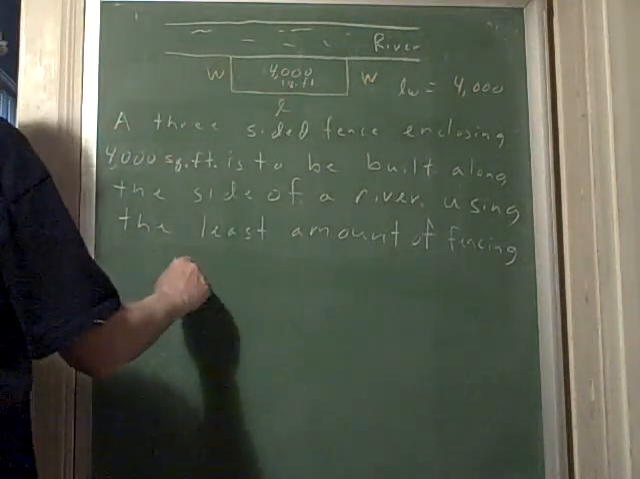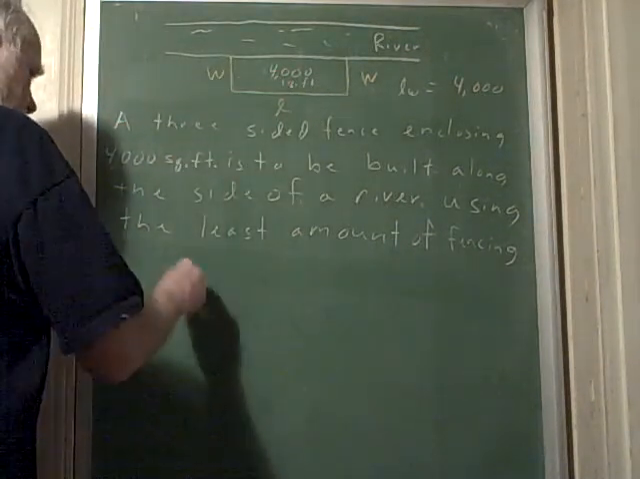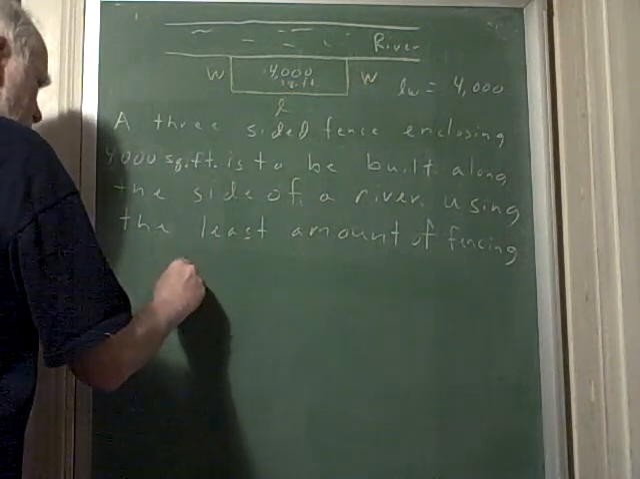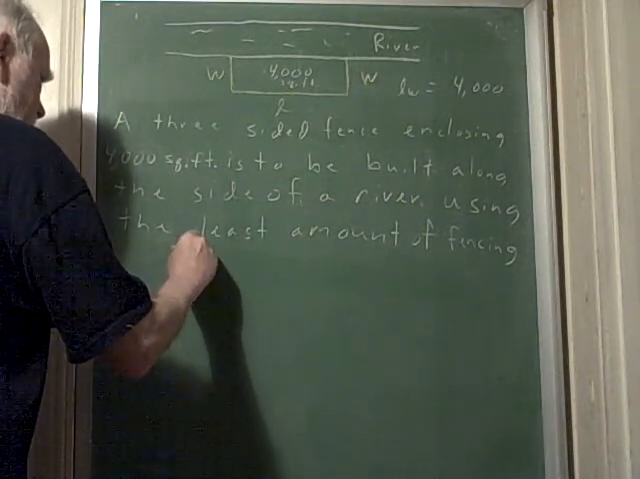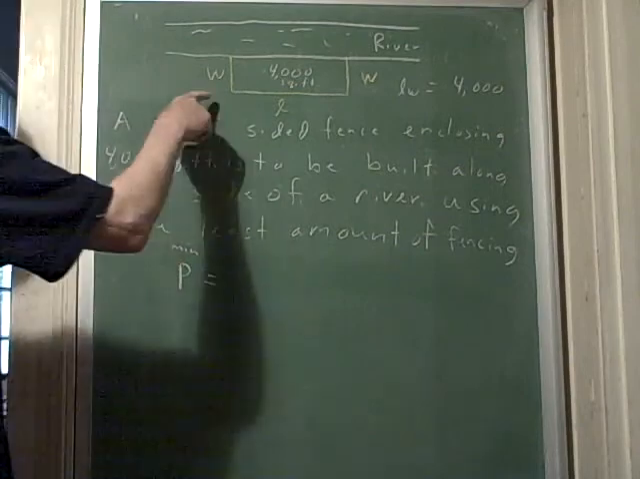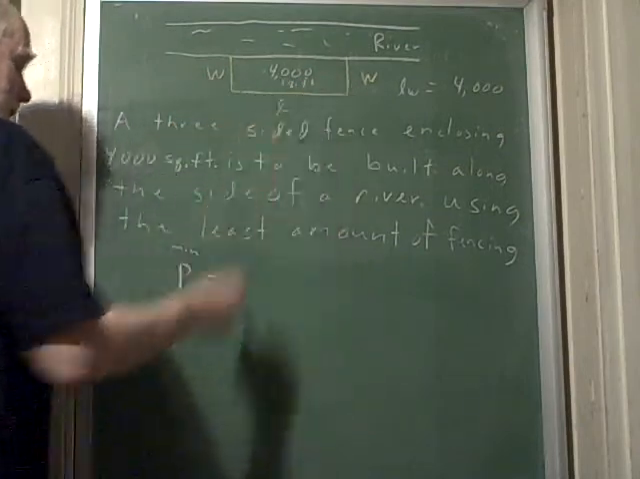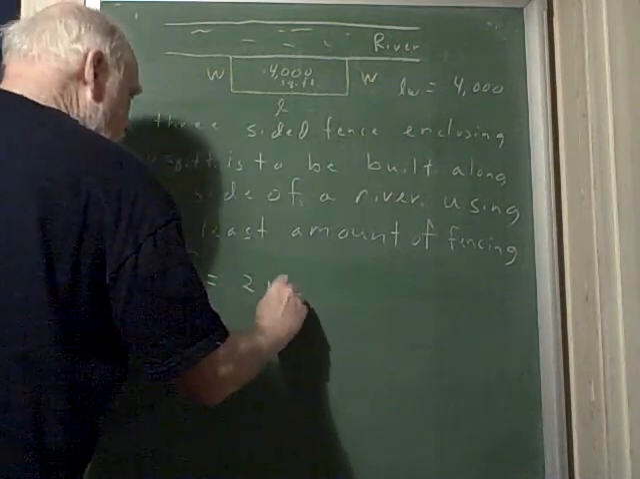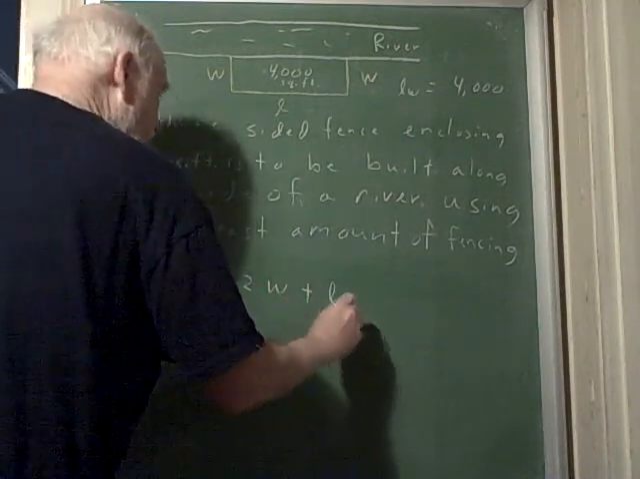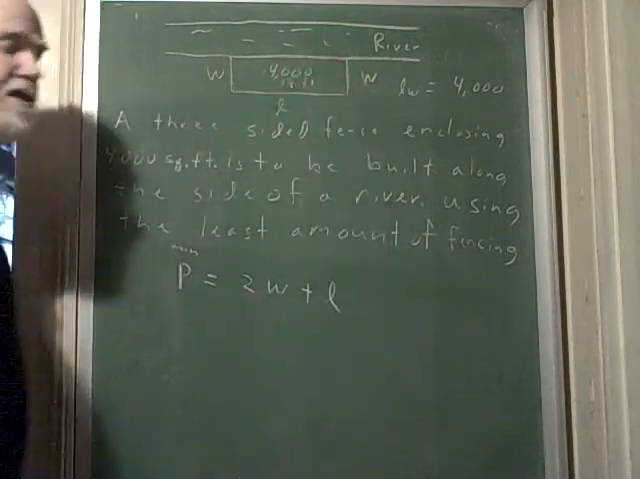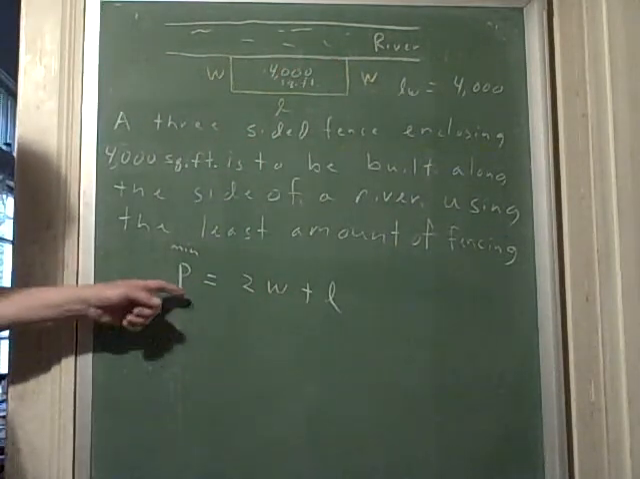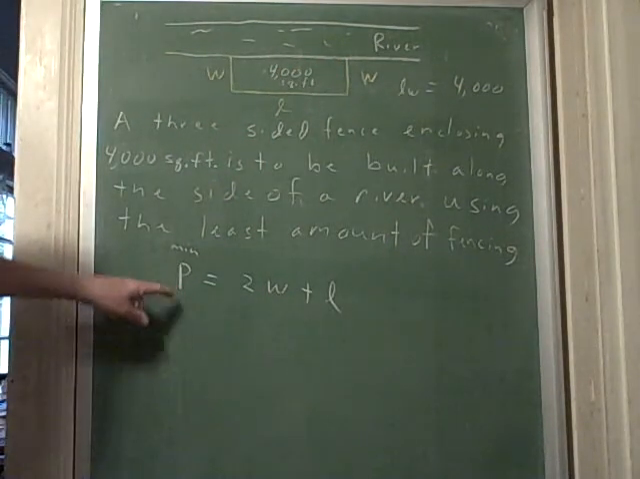So what we're trying to minimize is the perimeter, aren't we? We're trying to really minimize the perimeter, and I'm going to put min here. It's clear that whatever dimensions we pick, it's going to be 2W plus the length L. We don't have to worry about the river because it's its own fence, so to speak. And so that's what we're trying to minimize, this perimeter.